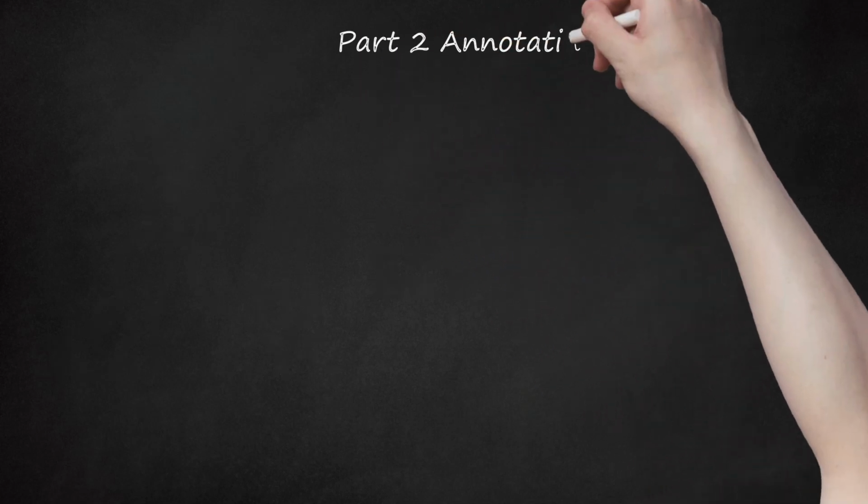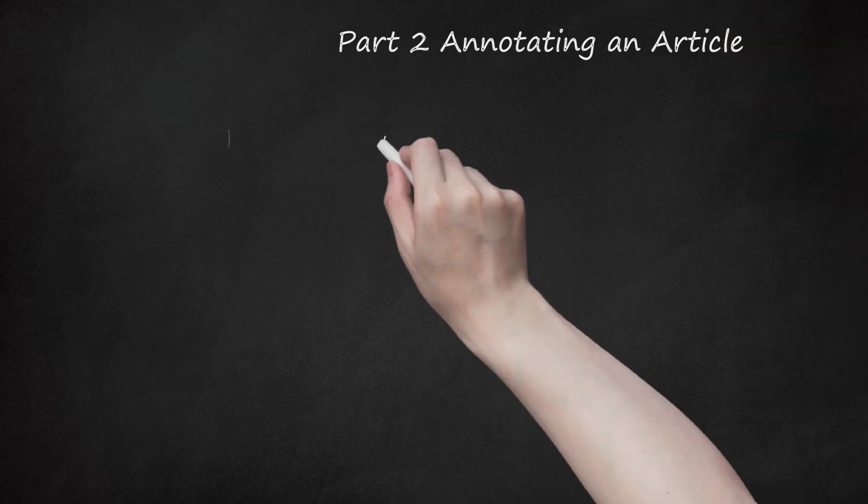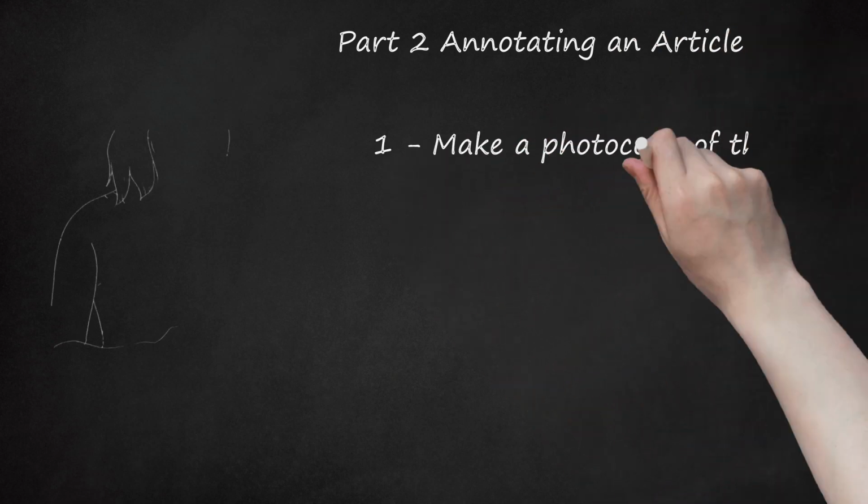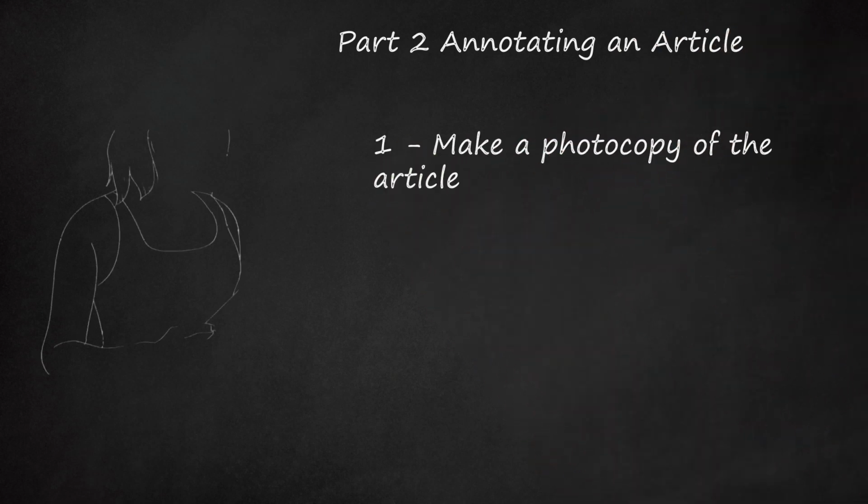Part 2. Annotating an article. 1. Make a photocopy of the article. You can also print out a copy. Unless you are very familiar with a note-taking program like Evernote, you should do it by hand. Ensure you have page numbers so that you can cite the article correctly in your analysis.